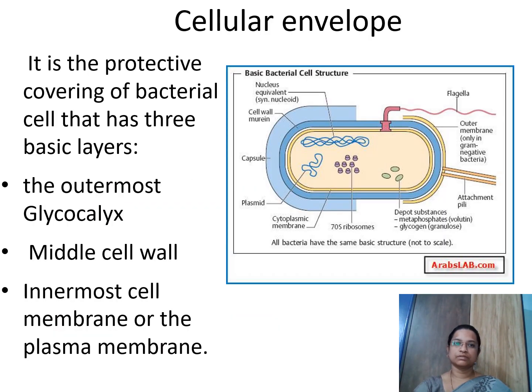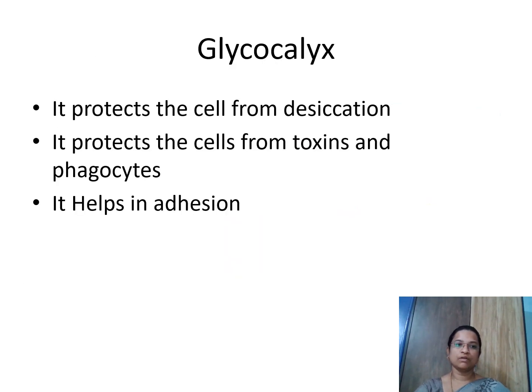Cell envelope. This is the protective covering of a bacterial cell, and it basically has three layers: the outermost glycocalyx, the middle cell wall, and the innermost cell membrane or the plasma membrane. The glycocalyx is not essential for the survival of the bacteria, but in certain circumstances it helps the bacteria in many ways. First, it protects the cell from desiccation by preventing the loss of water and nutrients, and it protects the cell from toxins and phagocytes.